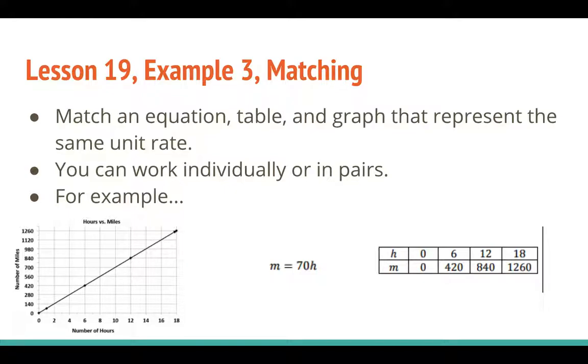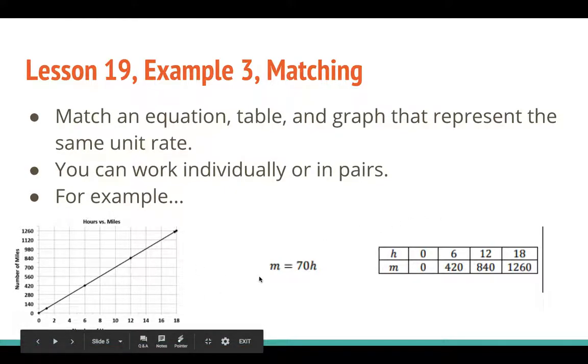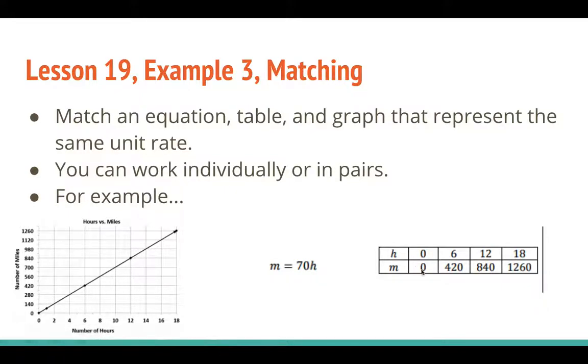Now, lesson 19, example 3, which is sort of a matching game. So you should have pieces of paper on your table. Some have graphs, some have just the equation, and some have a table. You're going to match your equation, your table, and graph to represent the same unit rate. Okay, so you can work individually or in pairs.